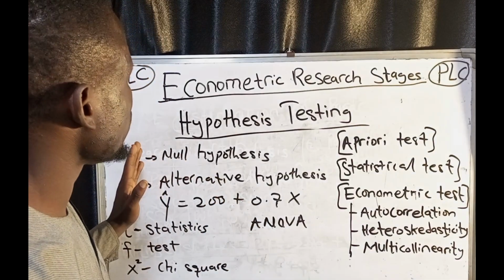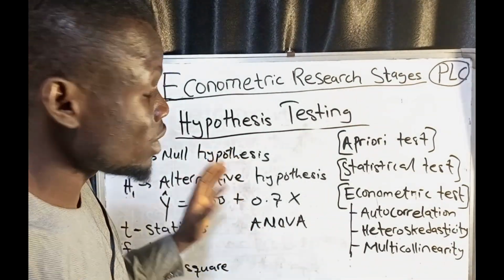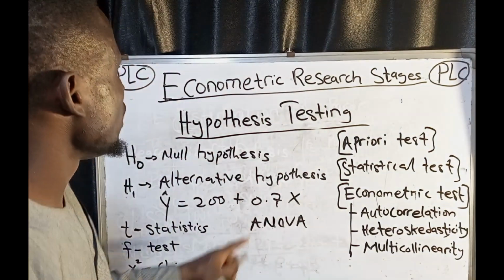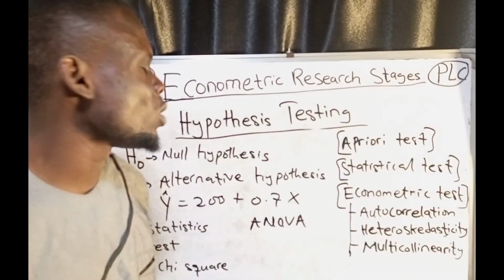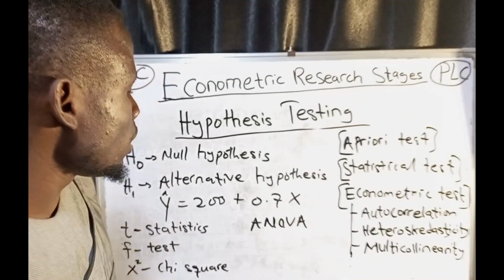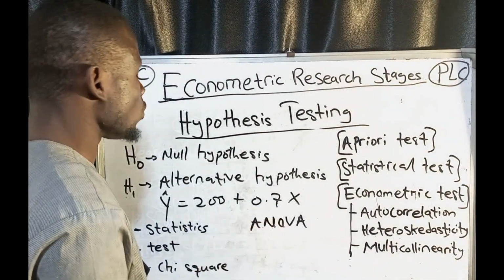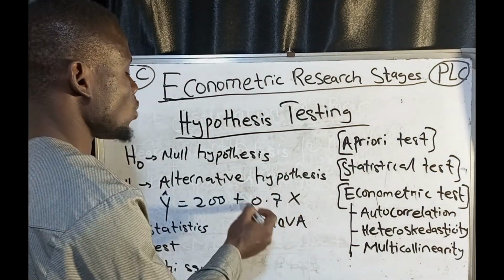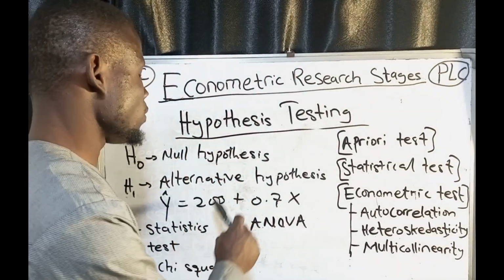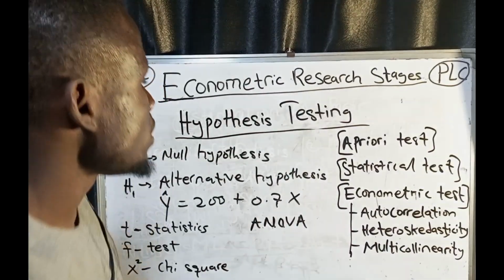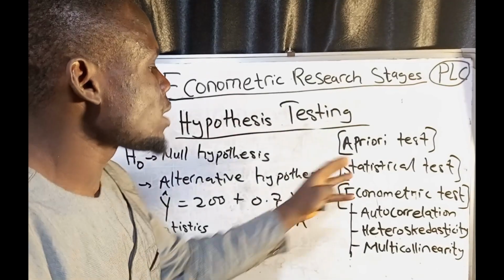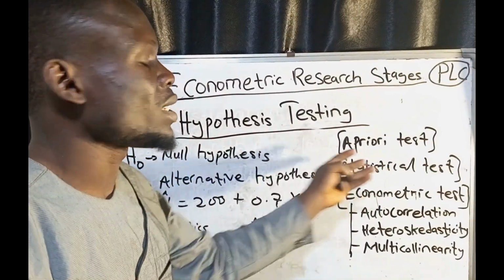The theory we are using for the sake of this discussion, the consumption function by John Maynard Keynes, postulated that our marginal propensity to consume is positive, greater than 0 but less than 1. From here, our estimated marginal propensity to consume is 0.7, which is definitely not negative, greater than 0 and less than 1. This has already passed the a priori test. Now the next test we conduct is the statistical test.